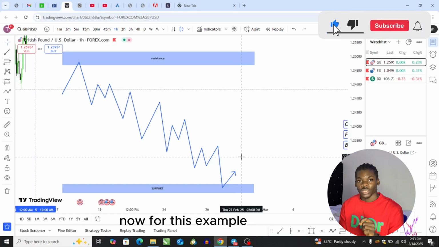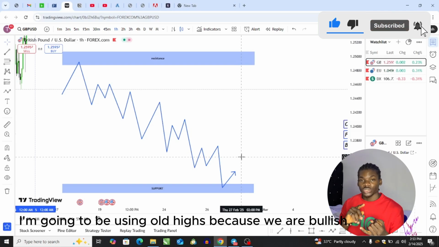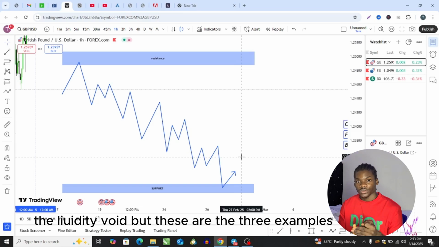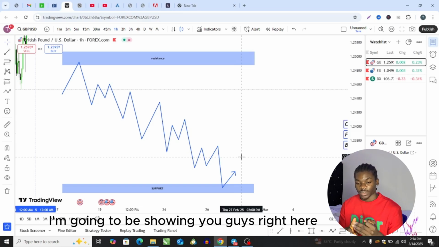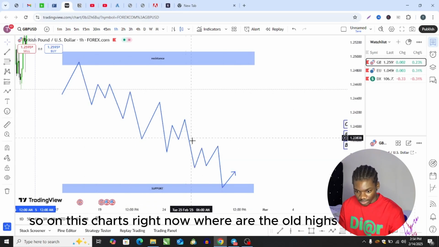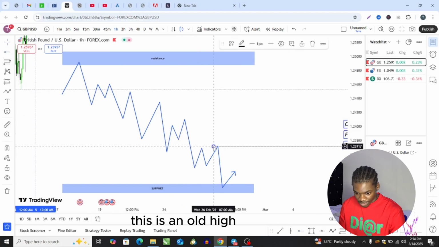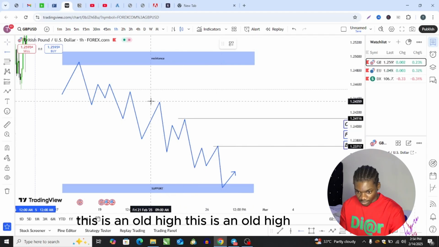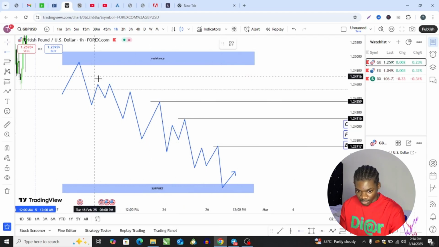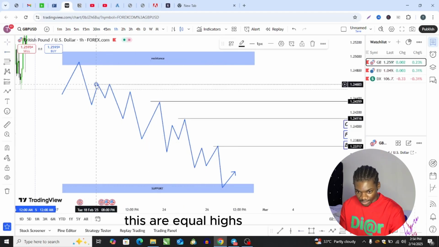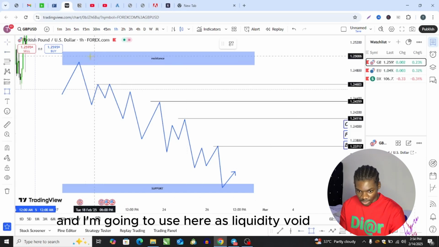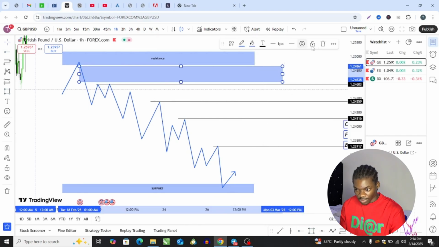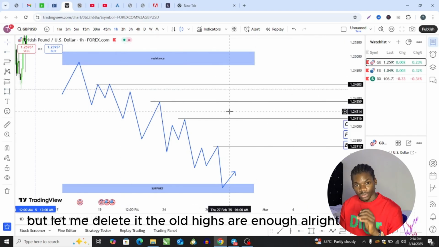Now, for this example, I'm going to be using old highs because we are bullish. Old highs, equal highs, and liquidity void. So these are the 3 examples I'm going to be showing you guys right here. So on this chart right now, where are the old highs? This is an old high. This is an old high. This is an old high. These are equal highs. And I'm going to use here as liquidity void. Okay, but let me delete it. The old highs are enough.